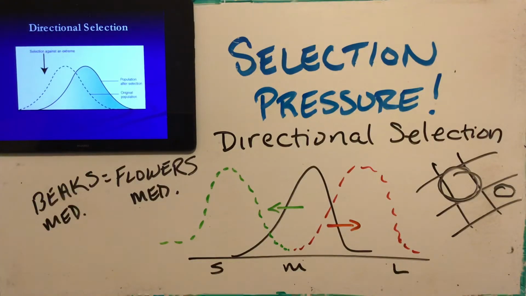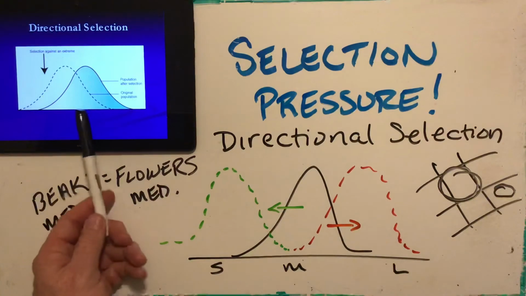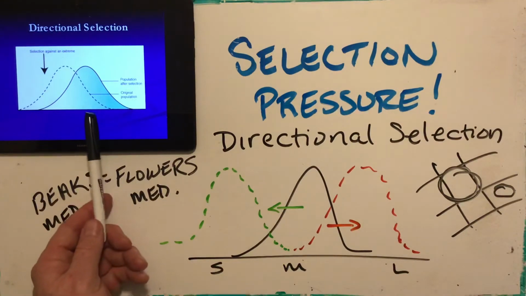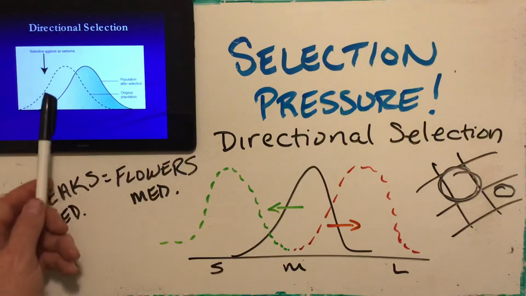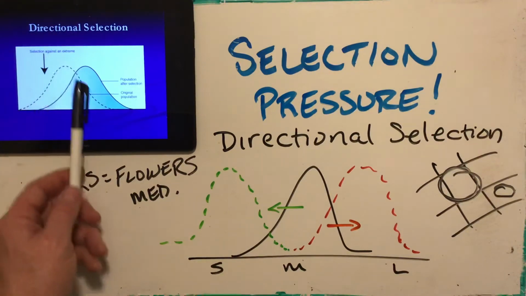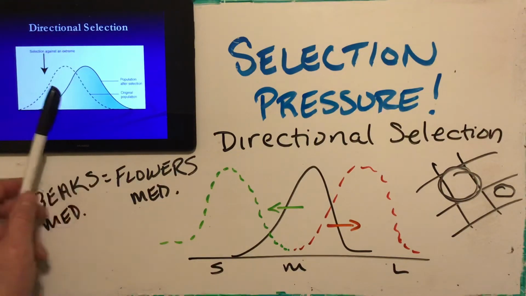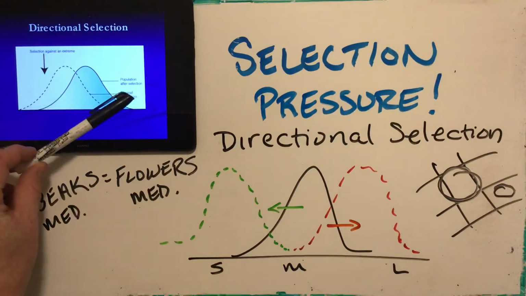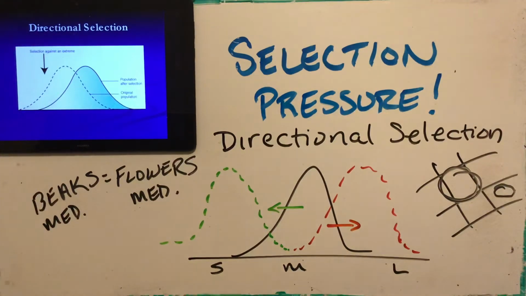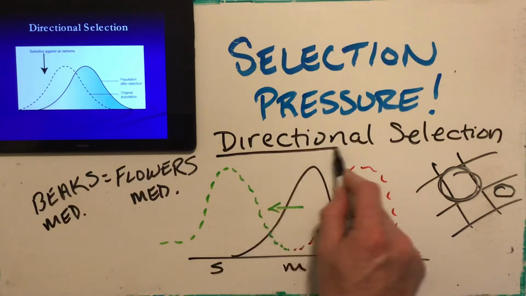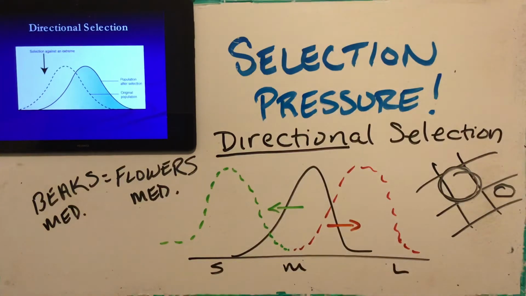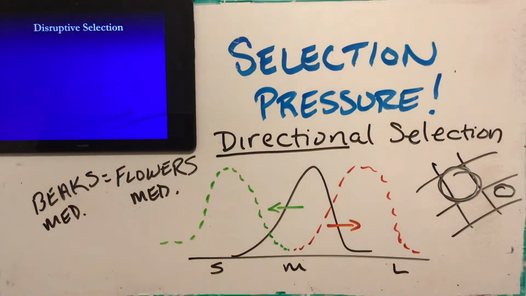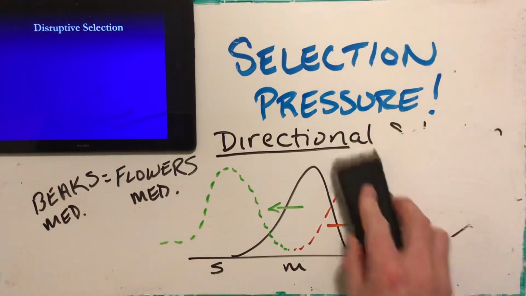Here's a diagram much nicer than mine. So here again, our dotted line was our previous population, and then there's a change. And we see the population shifting in one direction or the other. So just think about that. One direction or the other for directional. You're not going two different ways. Going two different ways is actually the next one, disruptive.